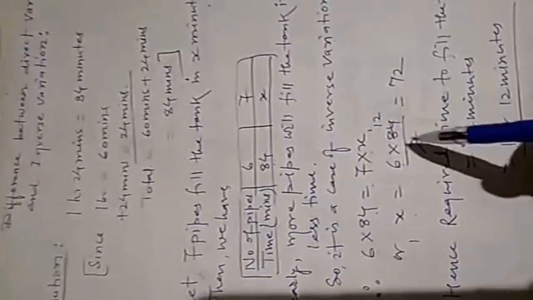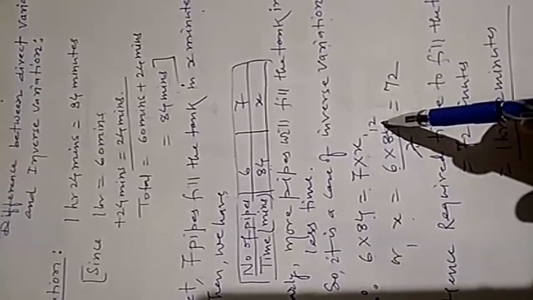Therefore, 6 into 84 is equal 7 into x. Therefore, x is equal 6 into 84 by 7. When we divide 84 by 7, we get result 12. So, 6 into 12, the product will be 72. Hence, required time to fill the tank is 72 minutes. 72 minutes is equal 1 hour 12 minutes. Clear?